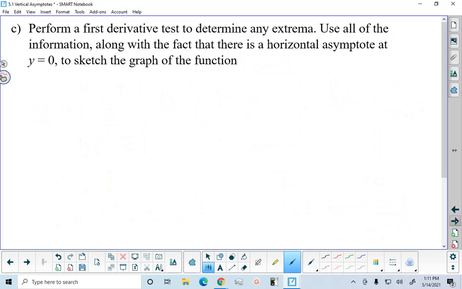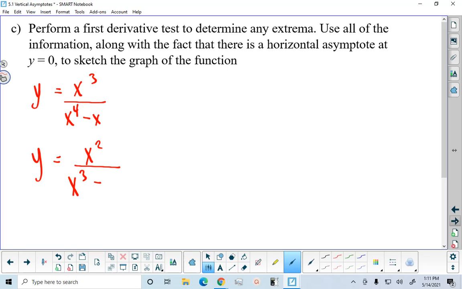All right, so now what we're going to do is put it all together. We're going to do a first derivative test. In other words, we're going to find the first derivative, complete a first derivative chart so that we can look at what the graph of this function looks like without using a graphing calculator. Now, the function itself was y equals x cubed over x to the 4 minus x, but there is nothing wrong with simplifying any algebraic expression before you differentiate. We've talked about this before in the first unit.